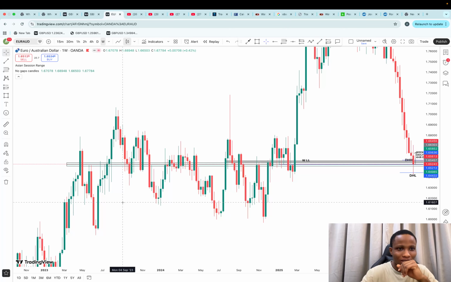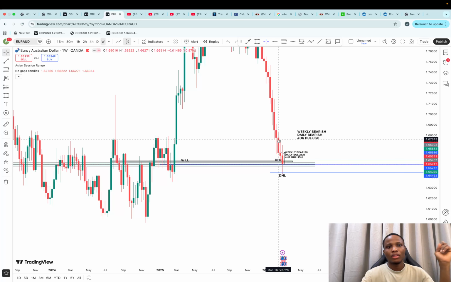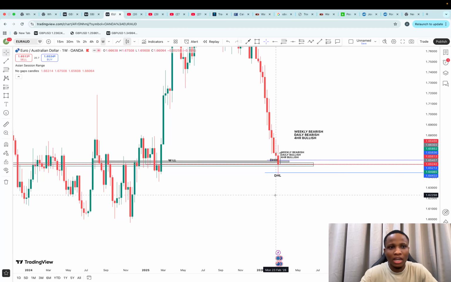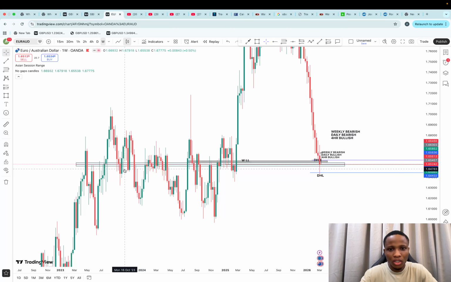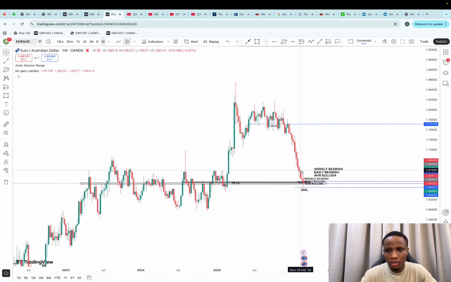But this week I'll be buying Euro AUD. Euro AUD, I've been selling for a while. I sold it 2 consecutive weeks, last week and the week before. So this week I'm looking to buy Euro AUD. On the weekly, we are completely bearish.